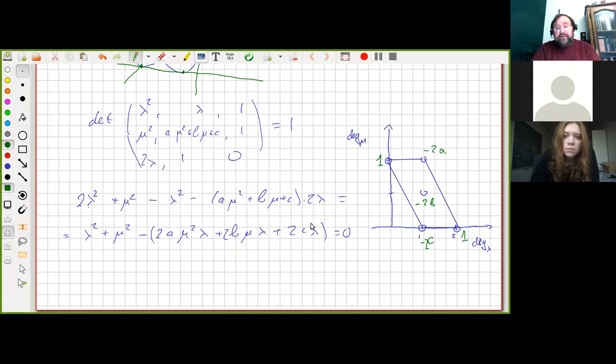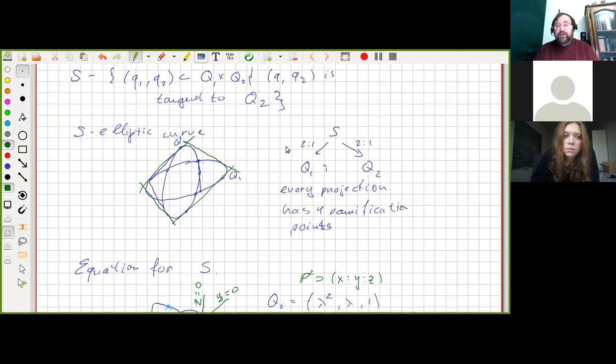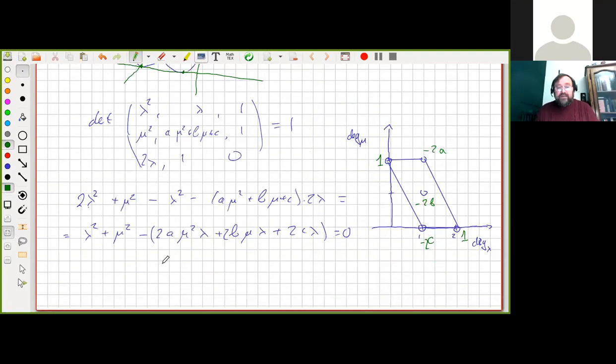And now how to see the evolution of our Poncelet? So far I just described this S, but now, what is the evolution? Evolution means the broken line. So a broken line is a sequence of points of S, but not any point. The sequence is given by the following: you start with some point, which I'll call lambda one, mu one.